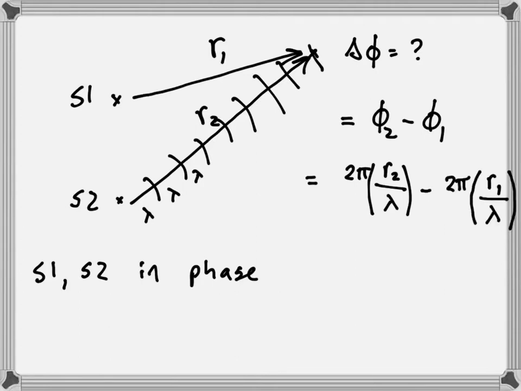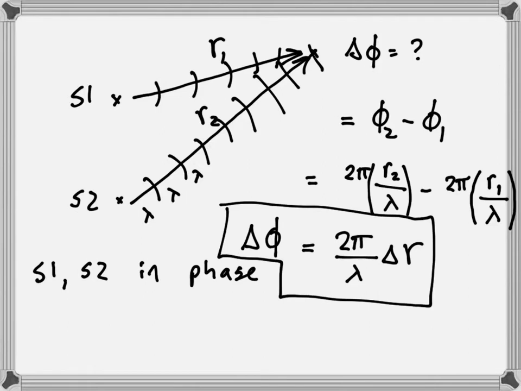You can do the same thing for the phase due to source number 1. That phase is going to depend on how many complete oscillations the wave can do when traveling from S1 to the point in space. So that's going to be a phase of 2 pi times r1 divided by lambda, the number of times that you can fit lambda in the distance r1. When you subtract these two quantities, you can factor out the 2 pi, you can factor out the lambda, and you get r2 minus r1. So 2 pi over lambda multiplied by r2 minus r1.